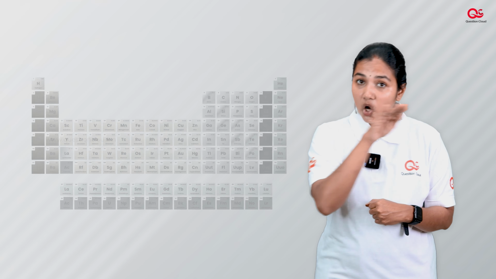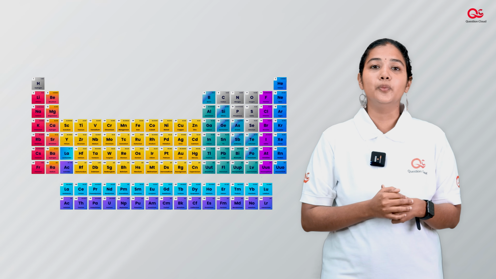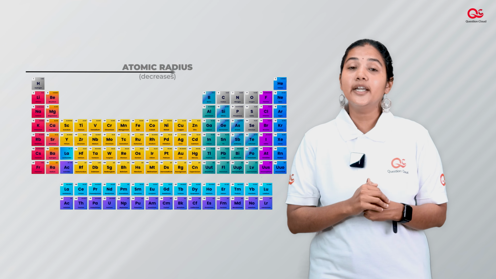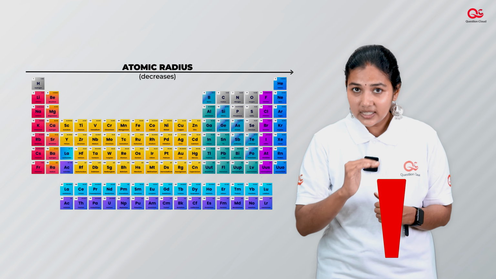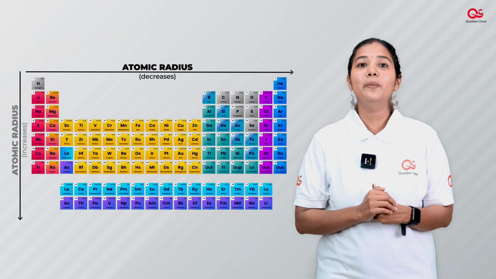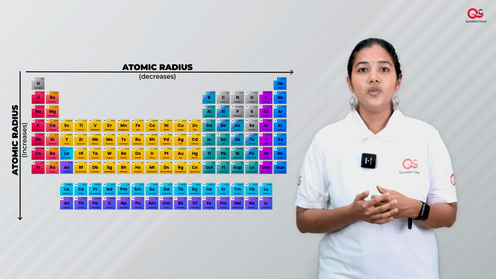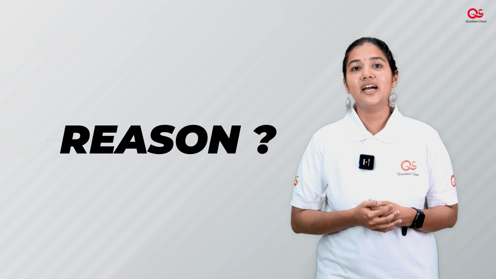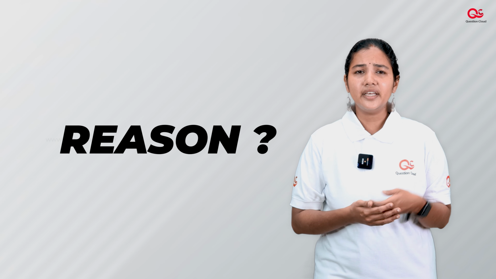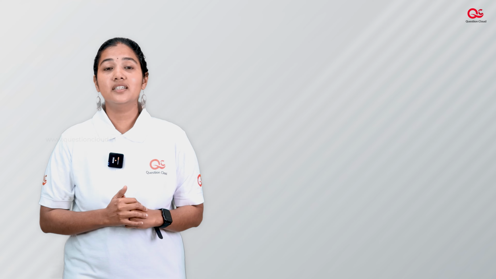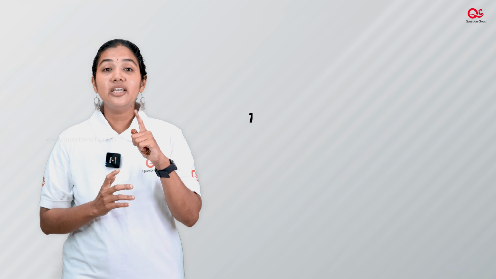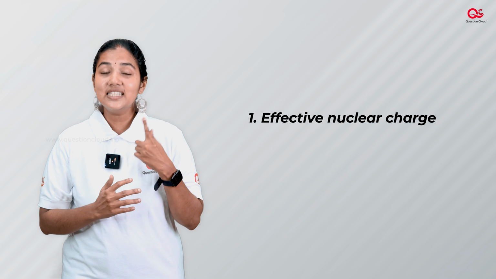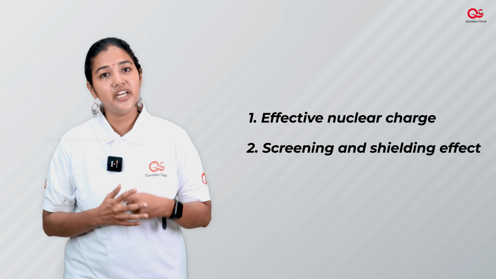So what happens to this atomic radius along the period and down the group? Along the period, atomic radius decreases and down the group, atomic radius increases. So now we can see the reason behind it. Why does atomic radius along the period decrease? Two important factors are there. First one is effective nuclear charge and second one is screening and shielding effect.